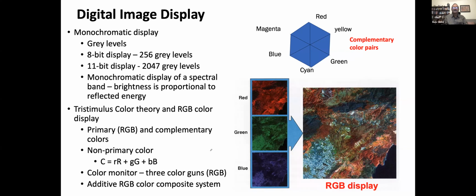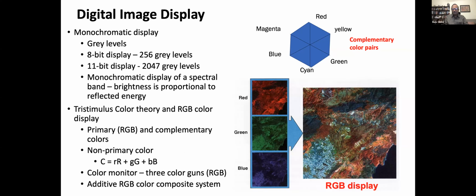This is where you might remember the stimulus color theory and the RGB color display. I'm sure all of you are familiar with the color concept. There are only 3 primary colors: red, blue, and green. And then there are complementary colors for each of them, so there are complementary color pairs: red and cyan, green and magenta, and yellow and blue. These are complementary color pairs, as we know.